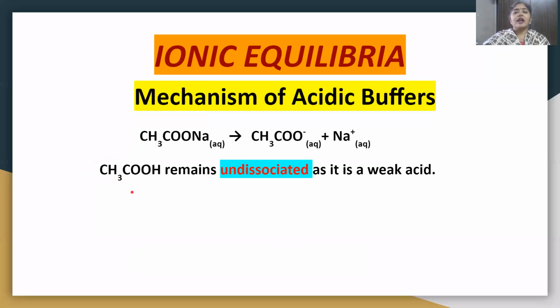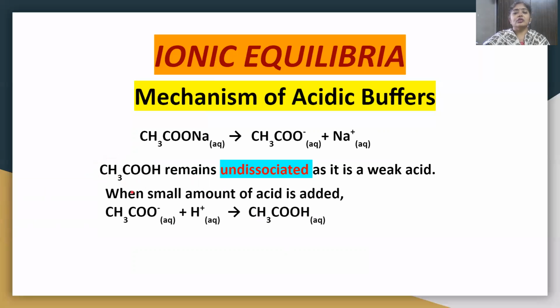Now what will happen if I add a small amount of acid to this solution? When I'm adding a small amount of acid, that means I'm adding some extra H plus ions. These H plus ions will react with the acetate ions present in the solution and get converted into acetic acid. So the H plus ions combine with the acetate ions and form acetic acid. This acetic acid, being a weak acid, will not dissociate again. That means whatever H plus ions were added have combined and formed acetic acid.